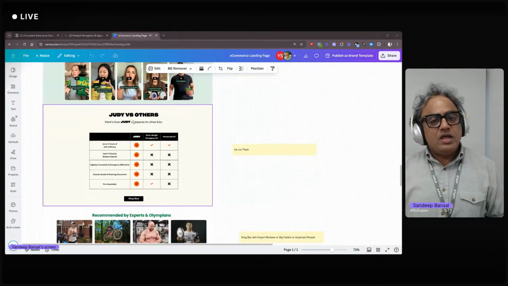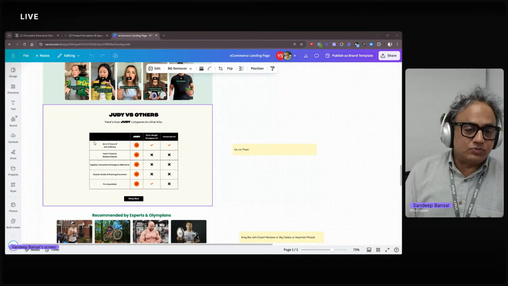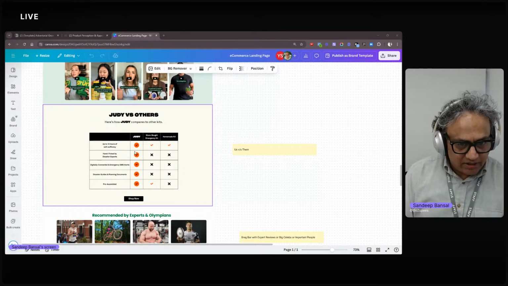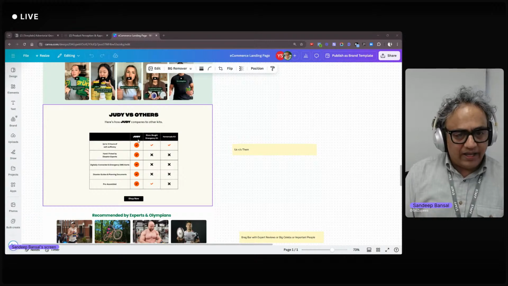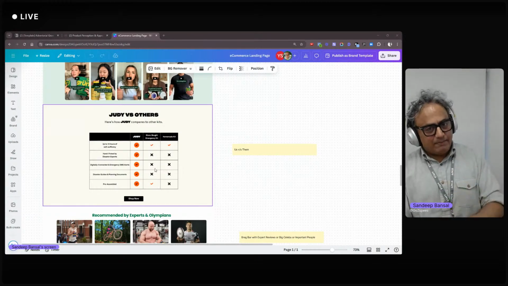Further scrolling down, competing with other products. How does it compare to other products? What you're good at versus what others are bad at. So if you see here, this brand has all of these high red stars, while these are crosses for the most part. So that's the comparison with other products.